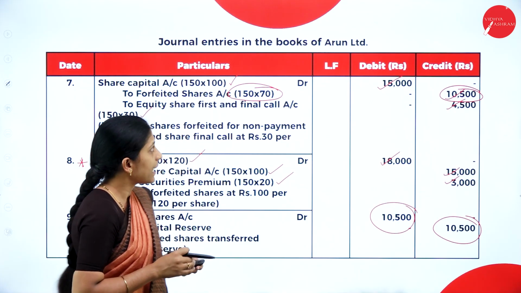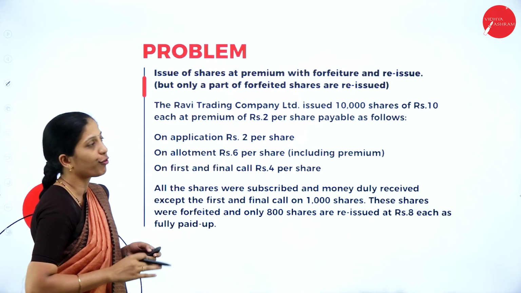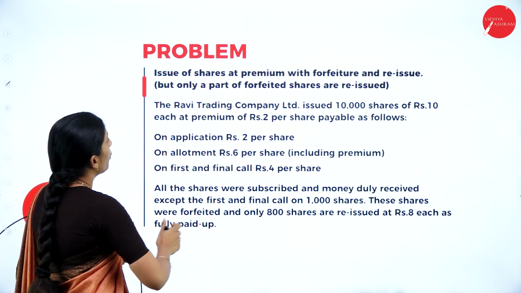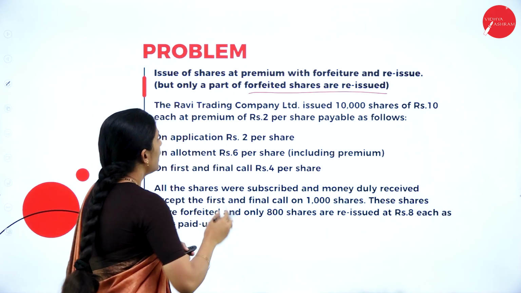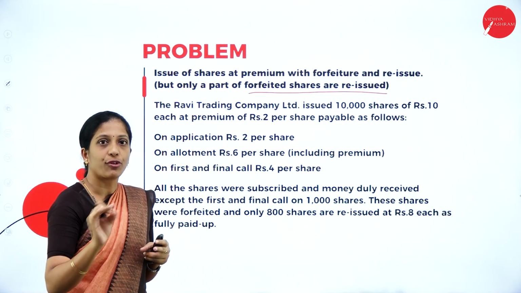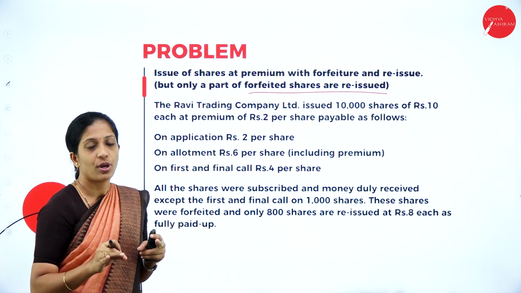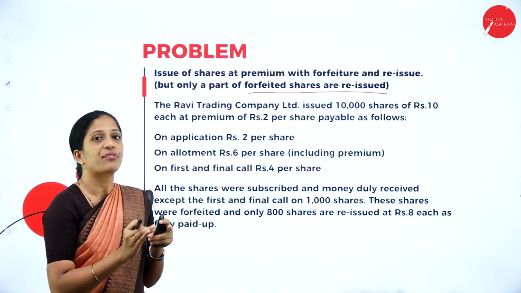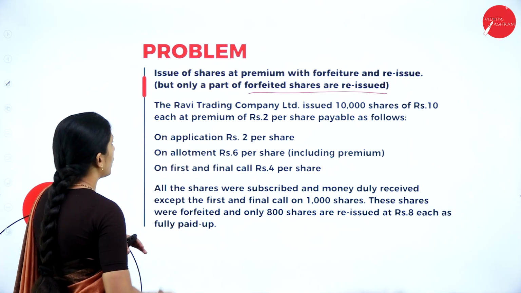Now moving on to the next problem. Issue of shares at premium with forfeiture and reissue, but only a part of forfeited shares are reissued. Here a different situation is there. The shares were forfeited, but all the shares which were forfeited were not reissued. They have reissued only a part of the forfeited shares. Okay, now go through the question here.